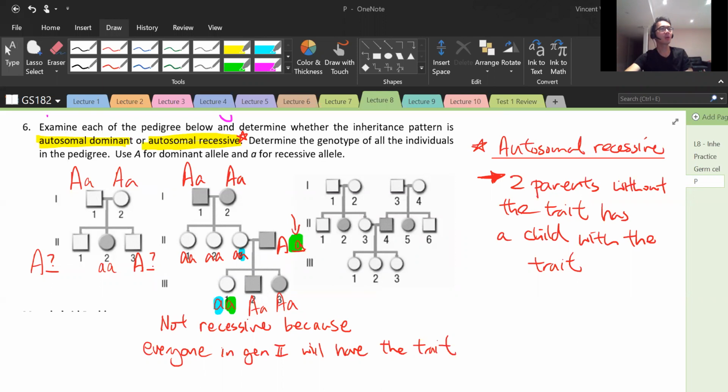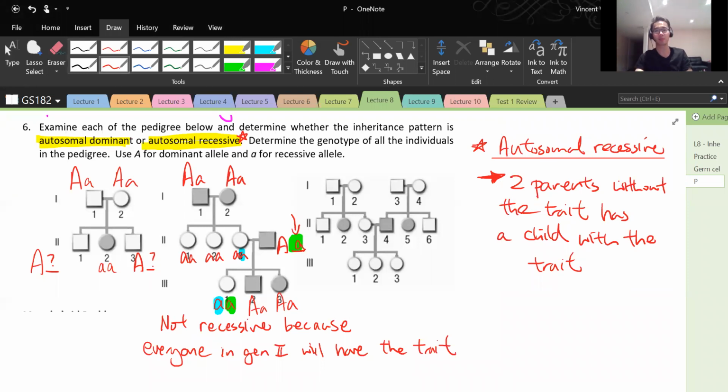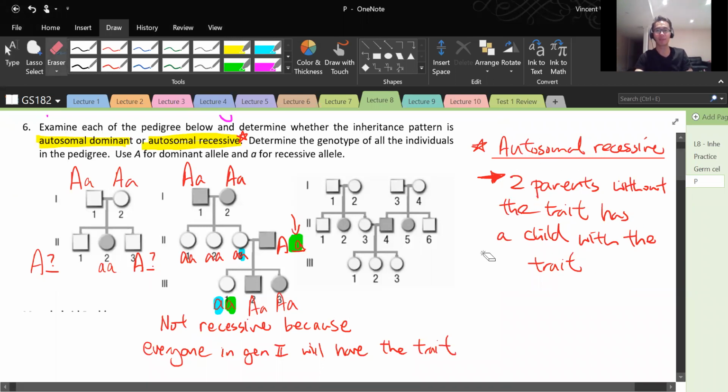Christian said, would Gen 1 want to be small a, and then big A, small a? Could be, but before that, let's figure out what the pattern is. Is this autosomal dominant or autosomal recessive? Okay, Safi says recessive. Very good. You have to use this thing that I'm trying to tell you.